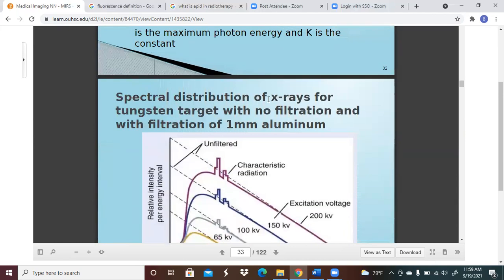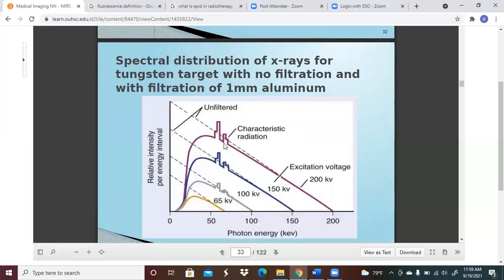But with the spectral distribution of X-rays for a tungsten target with no filtration, and then you add in about 1 millimeter of aluminum, these are what you get. You can see the characteristic radiation here, which should fall between 50 and 100 keV because those are the electron energies released when they're jumping from shell to shell. But the rest of these are going to be produced by bremsstrahlung.